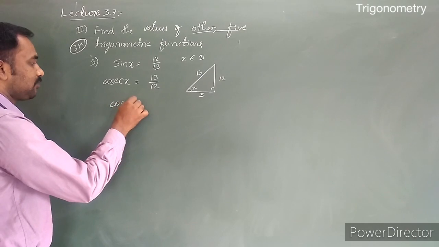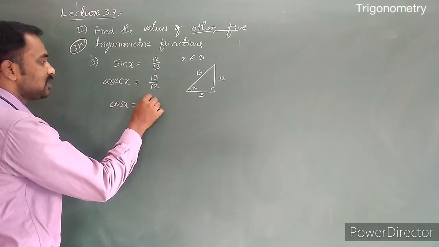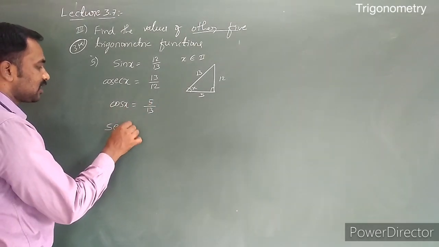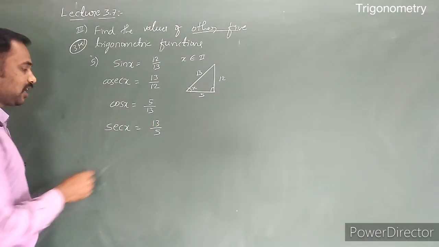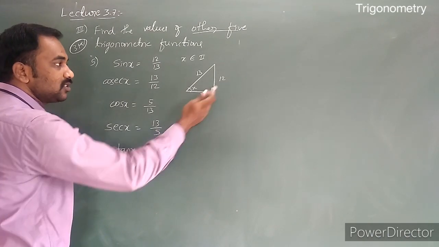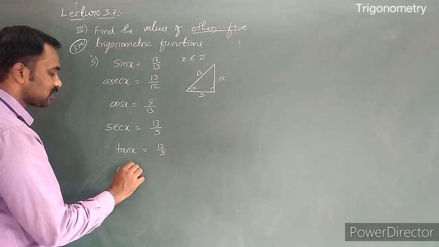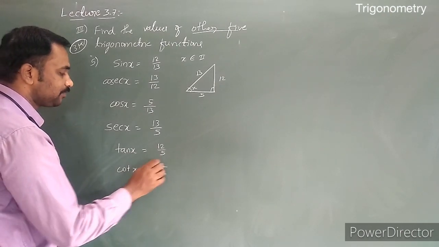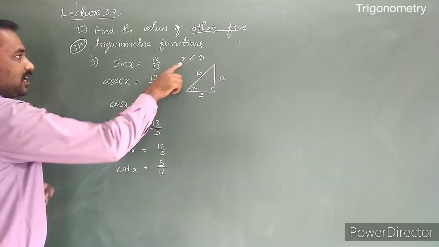Next, go for the cos of x. Cos x is adjacent divided by hypotenuse, 5 divided by 13. Next, after getting the cos, sec x is the reciprocal of cos, 13 by 5. Next, tan of x is opposite divided by adjacent, 12 divided by 5. Cot x is the reciprocal of tan, so 5 divided by 12.